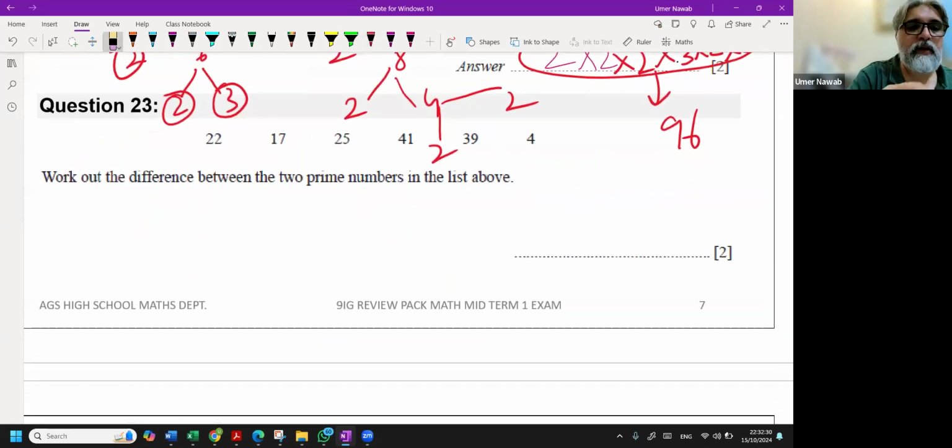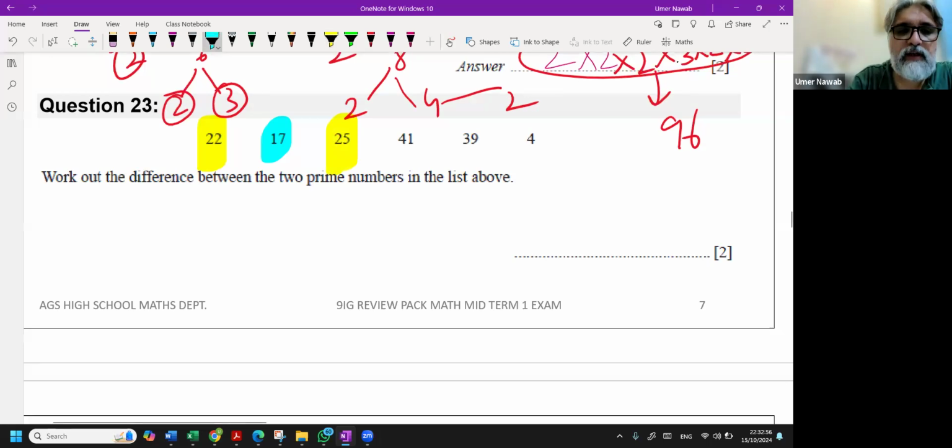Now, in question number 23, I have to pick two prime numbers. As you know, 22 cannot be a prime number because it is an even number. 17 is a prime number. 25 can be divided by 5, so it is not a prime number. 41, yes, in between 40 to 50, I have 41, 43, 47, three prime numbers.